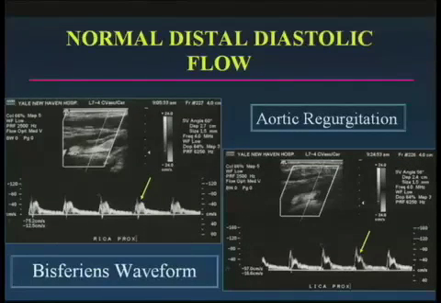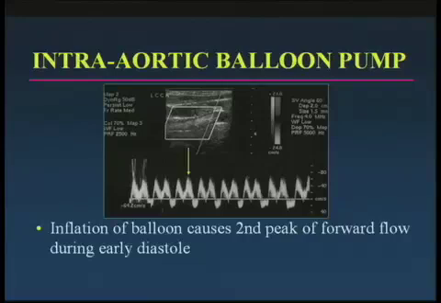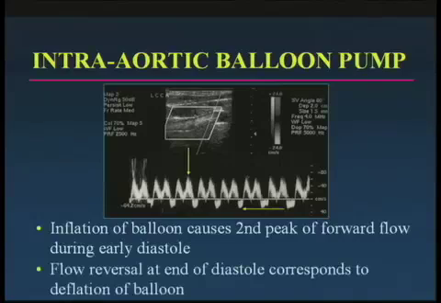And often, distally, you now see there's a normal amount of flow in the internal carotid artery, but you see that bisferiens waveform, as I described before. This is a very abnormal waveform, but it's very regular. This is due to the intra-aortic balloon pump, and inflation of the balloon causes that second peak of forward flow during early diastole. And you see a flow reversal at the end of diastole, which corresponds to deflation of the balloon.